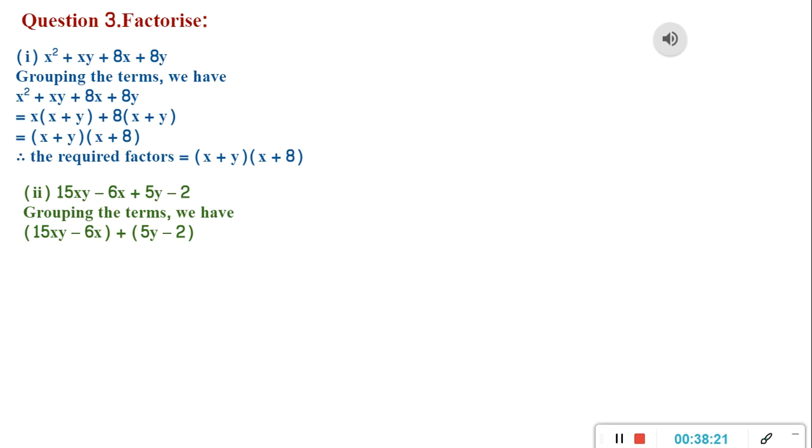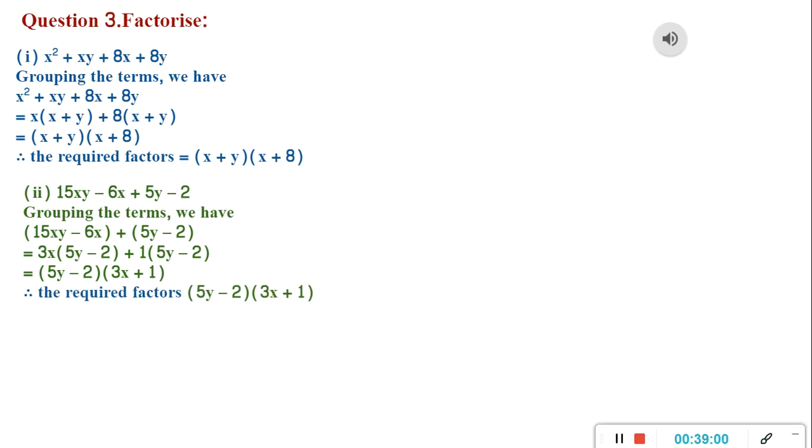Here in the first group, 15 and 6: we know that 15 can be written as 3 into 5, and 6 can be written as 3 into 2. So 3 is common there. And xy and x, so x is common there. So 3x can be taken as common, and what is left out? 5y minus 2. Plus, in the second case nothing is common, so we can take 1 as a common, since 1 is a factor of every number. Now inside it is 5y minus 2. Again you can see that 5y minus 2 is common for both, right? So we take 5y minus 2 as common. Now what is left out? 3x plus 1. So this is the factor form. The required factors are 5y minus 2 into 3x plus 1.